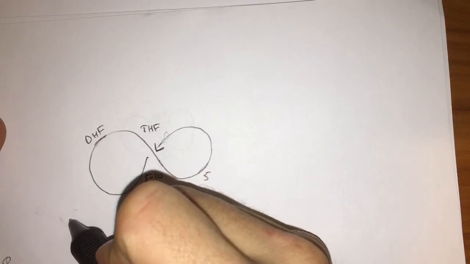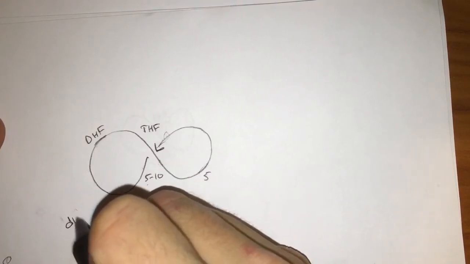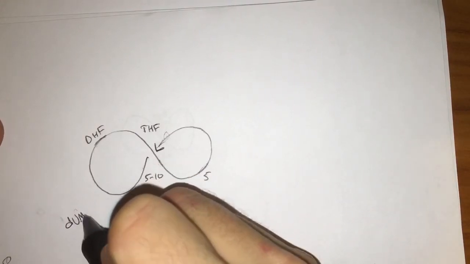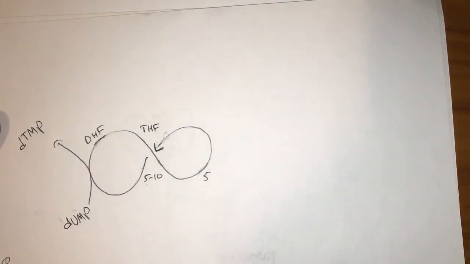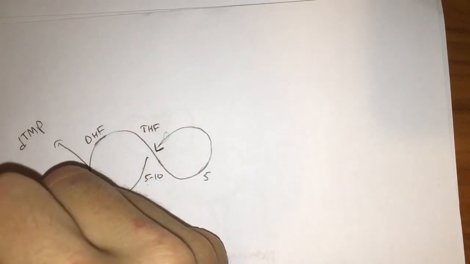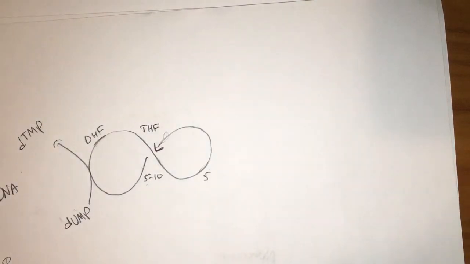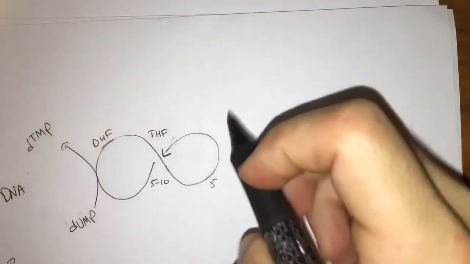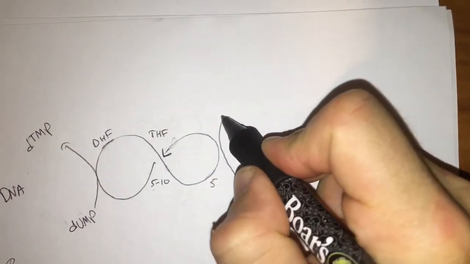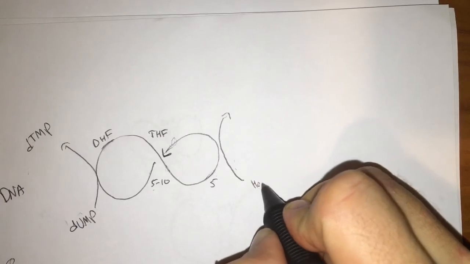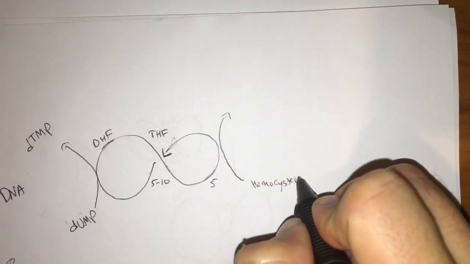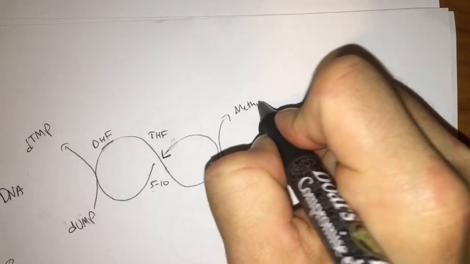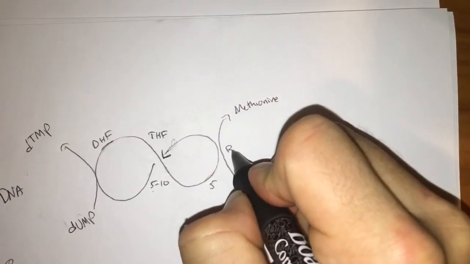And on this side, we're going to do deoxyuridine monophosphate to deoxythymidine monophosphate. It's just dUMP to dTMP. And this is DNA synthesis, for thymidine synthesis. I'm sure you guys are aware of that. So there's that there. And then the other side, again, a lot of symmetry here. I'm just going to do this: homocysteine to methionine. This is B12 right here, right?